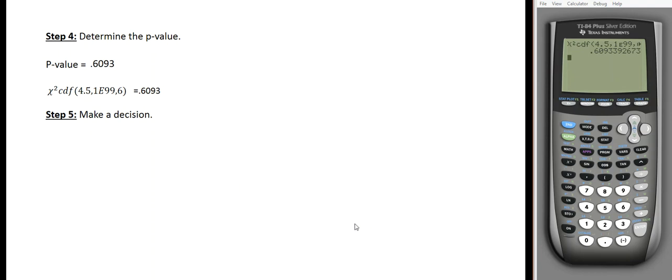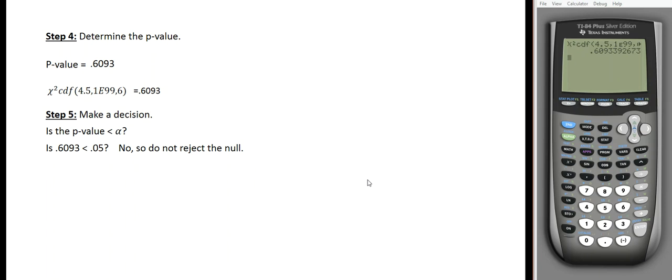Next, we need to make a decision, so that's where we ask the same question every single time. Is the p-value less than alpha? So our p-value was 0.6093, and we chose an alpha of 0.05. And this inequality is no, 0.6093 is not less than 0.05, so we do not reject the null.